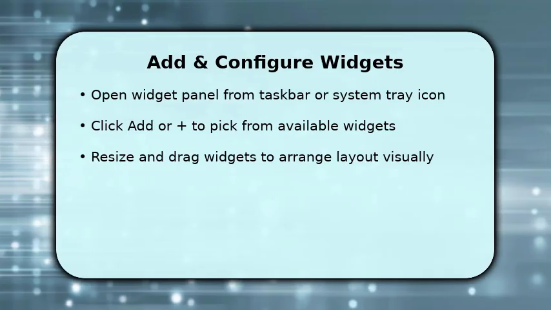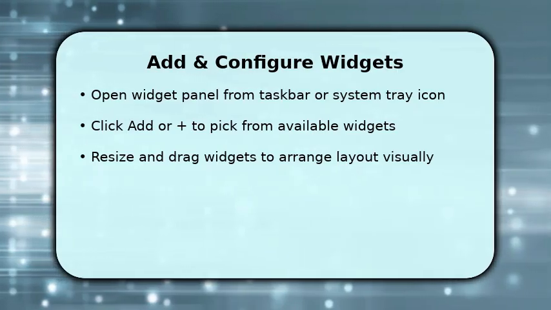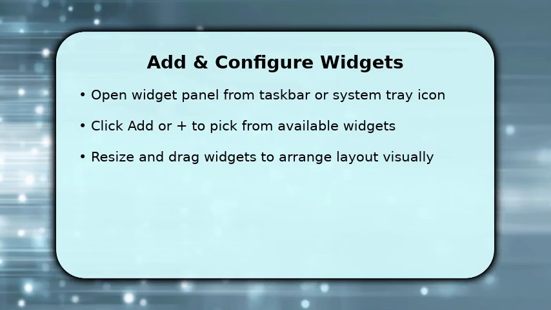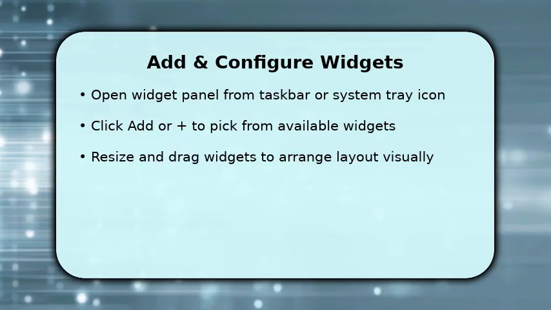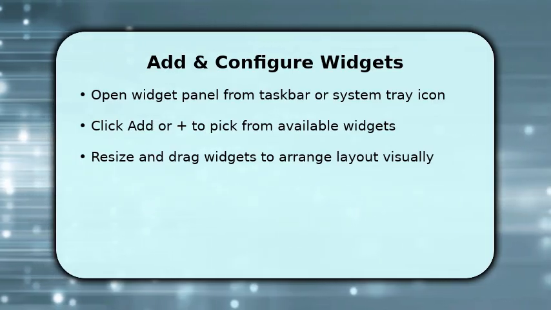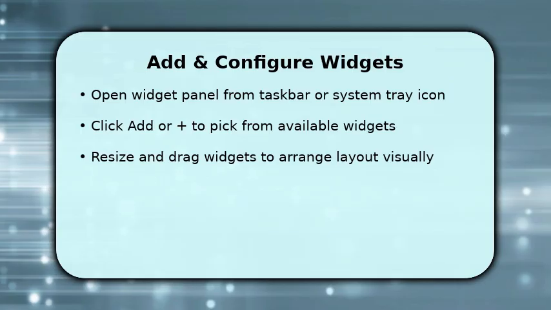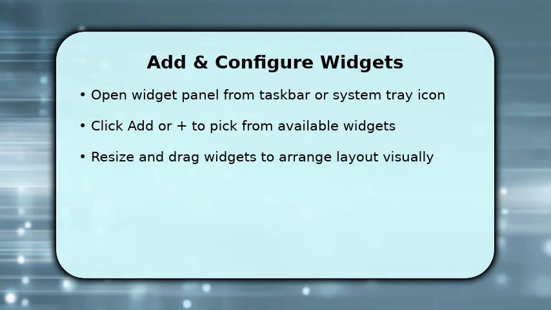Next, open the widget panel from the taskbar icon and choose Add or the plus button to reveal available widgets. You'll see choices like Weather, Calendar, News, and Notes. Click a widget to add it and then immediately configure its source or location settings so it shows relevant content.